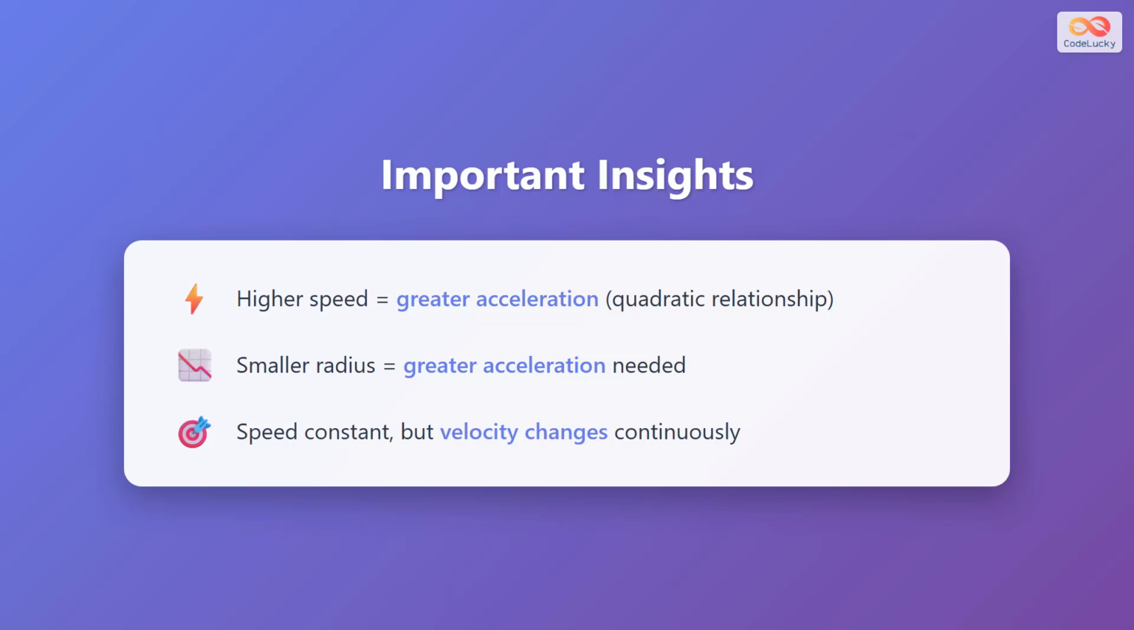Let's explore some important insights about centripetal acceleration. First, there's a quadratic relationship between speed and acceleration. This means if you double the speed, the centripetal acceleration increases by a factor of 4. Second, the radius of the circular path matters significantly. A smaller radius requires greater acceleration to maintain circular motion at the same speed. This is why sharp turns are more challenging than gentle curves. Third, it's crucial to understand that while the speed remains constant in uniform circular motion, the velocity changes continuously because velocity includes both magnitude and direction.